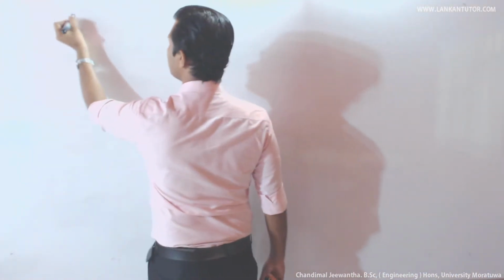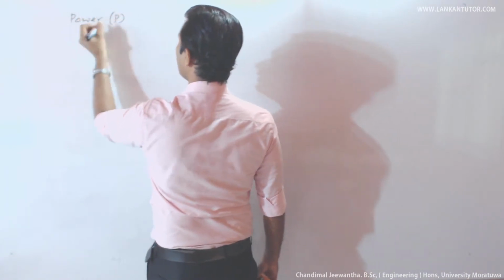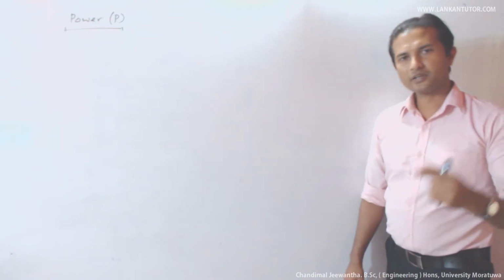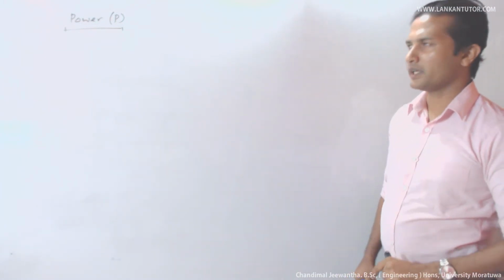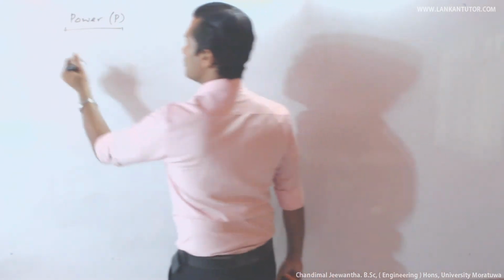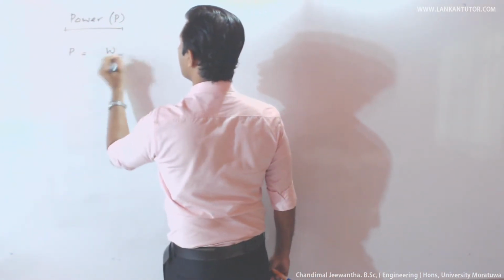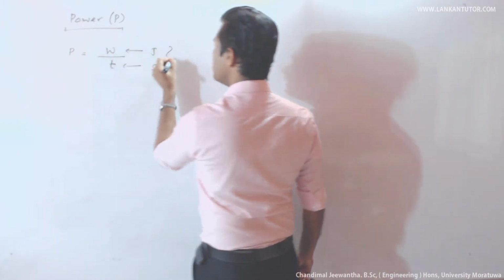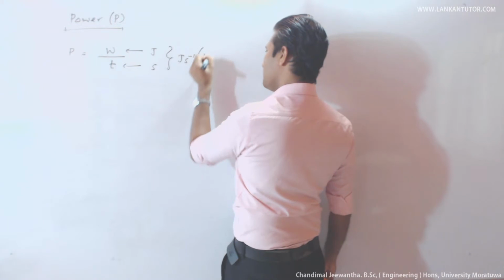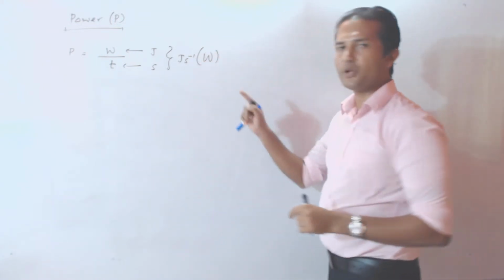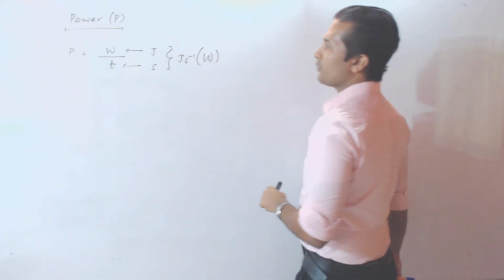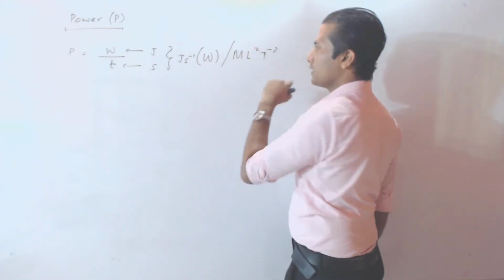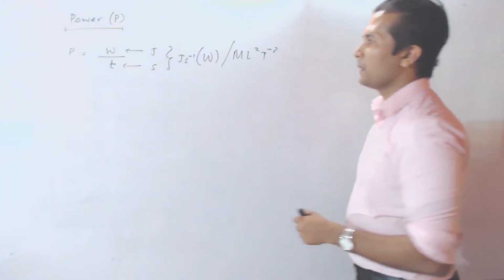Let's move on to power. Power is known as the rate of work done. So in order to get the power, work done or energy should be divided by time. So joules per second. The unit should be watt. So the dimension is ML^2T^-3. That is the dimension of power.